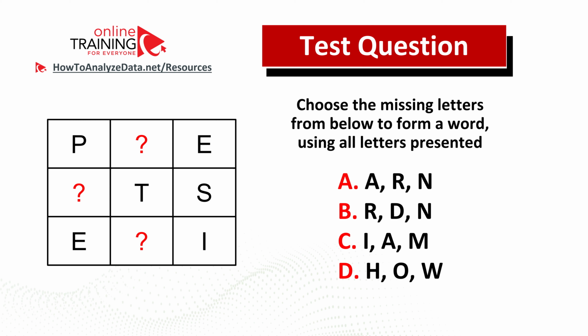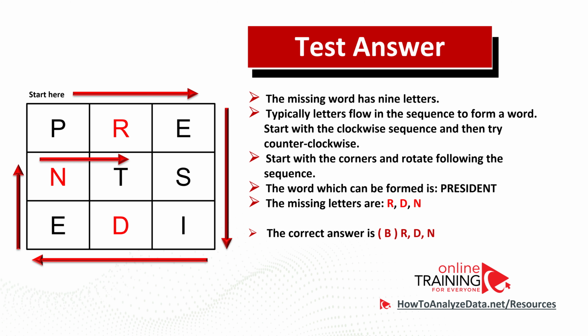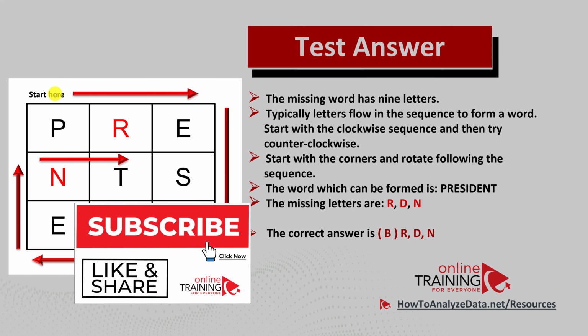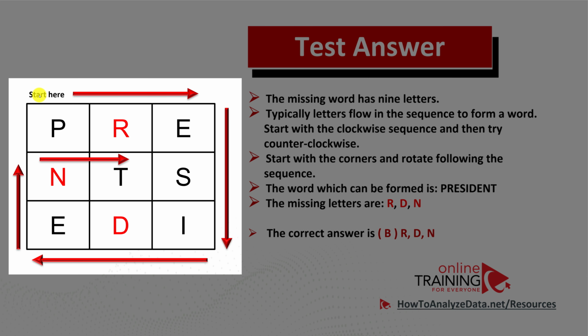Did you figure out the solution? Let's continue to see how we can solve this challenge and get to the correct solution together. So what we know, based on the instruction in the question, is that the word has 9 letters. Typically, letters in the sequence flow to form a word in these types of questions. So in this particular question, you need to start in the upper left corner and then flow from left to right, then from top to bottom, from right to left, and again into the middle row. And once you do that, you will see that the word president can be formed.